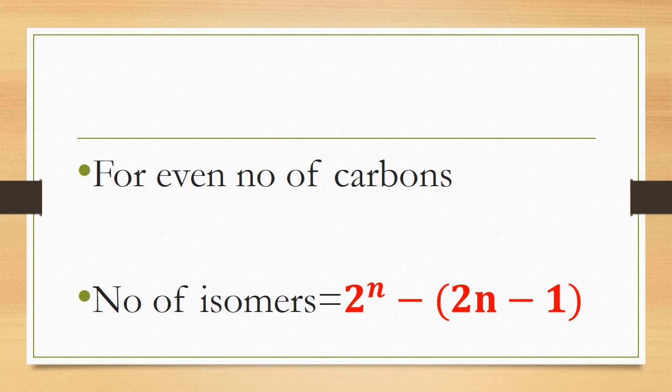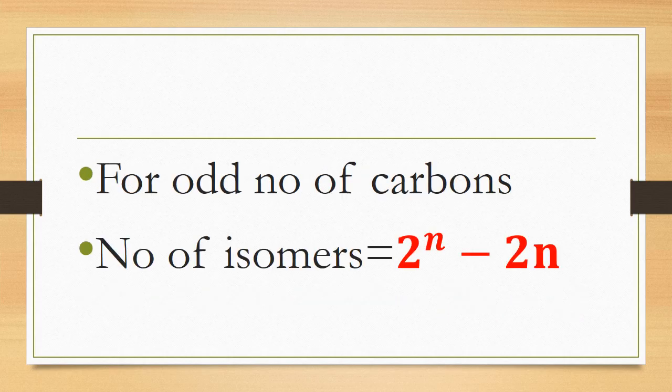If the number of carbon atoms in an alkyne is even, you can use this formula: 2^(n-2) - n - 1. For an odd number of carbon atoms in an alkyne, the number of isomers can be found by 2^(n-2) - n. Remember, the second n is not in the power.